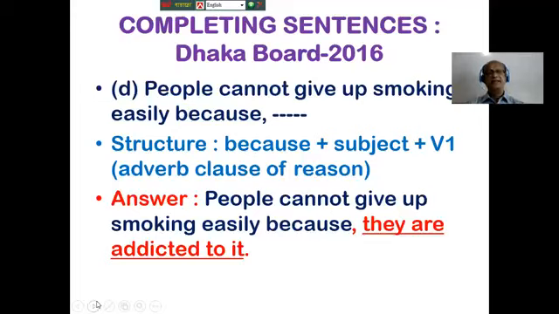Now we have to place a valid reason, a true reason. When someone cannot give up something bad, it means that he or she is too much eager for it, too much willing to use or exercise on it. It's called addiction. So because they are addicted to it, we have put a comma and the rest of the part is underlined. Okay. Now, what about sentence number E?